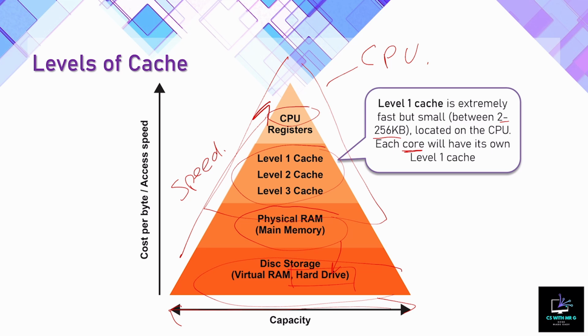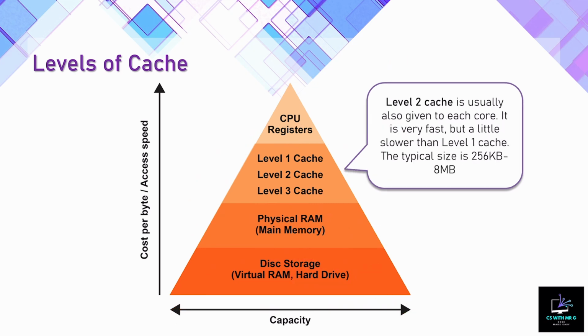The closer we get, the faster it goes. However, the smaller storage is available. So level 1 is the closest to the CPU. It's the smallest, yet it's the fastest. Obviously level 2 moves a bit further away, so the amount of space goes up as we go from 256 kilobytes to 8 megabytes. However, it's not as fast as level 1 cache.